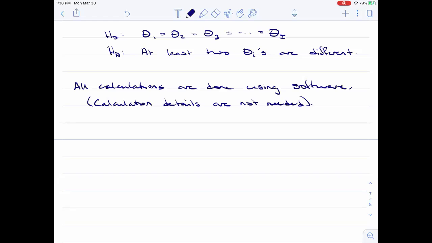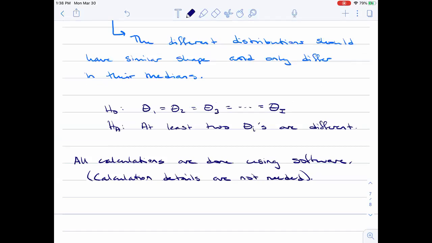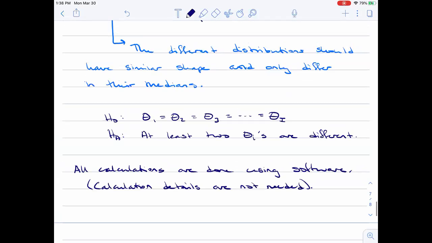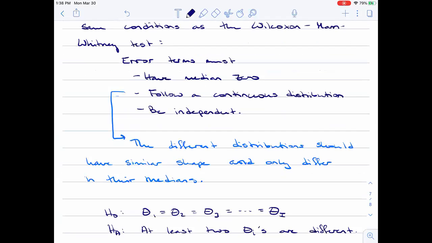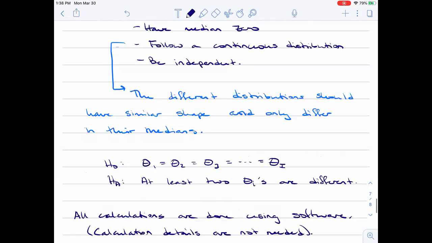It's more a matter of, if I ask you, you want to compare the medians of these four groups, what test would you use? You would use a Kruskal-Wallis test. And what's your hypothesis? It would be that theta 1 equals theta 2 equals theta 3 equals theta 4. What are the conditions? The error terms must have a median of 0, must follow a continuous distribution with similar shapes for each of the groups, and the error terms must be independent. That's more along the lines of what I expect you to take from this section.